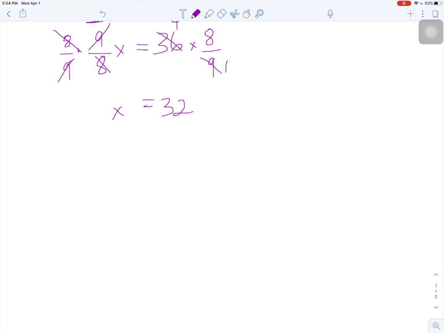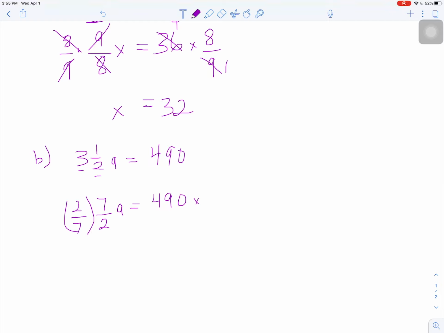So B is saying that we have 3 1/2 a equals 490. So we got some pretty big numbers here, but let's see how we can work our way out. So the first thing we're going to do is switch this to an improper fraction. So 3 times 2 is 6, plus 1 is 7, so we get 7/2 a equals 490. That makes sense. We know how to now get rid of it. We have to multiply it by its reciprocal, which means that we're going to have to multiply this one by that as well.